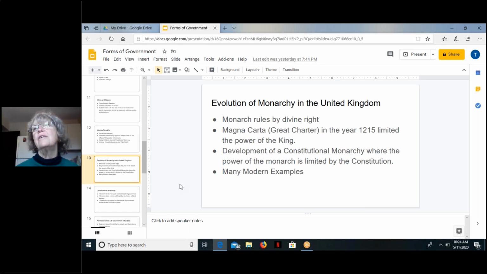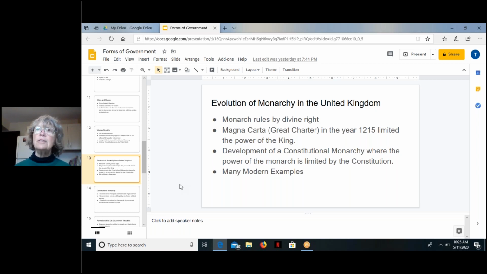Let's talk about the evolution of the monarchy in the United Kingdom, because we're pretty familiar with the UK, and we know again that at one time the monarch ruled by divine right, and God again had made the king king, and that went through the family line because of that belief. There came a time, the year 1215, when one of the levels of aristocracy in England delivered the Magna Carta, called the Great Charter, to the monarch and said, we'd like a little power. We'd like you to share some of your power.